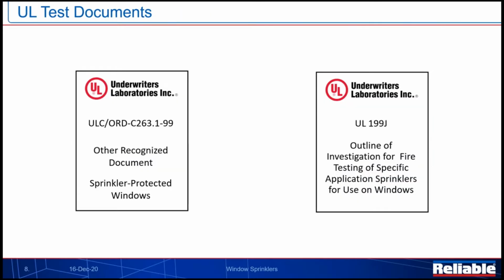In order to create one of these products, we would visit UL Laboratories and we would test against 2 different documents that they have available for this type of product. Number 1 being the ULC ORD C263.1-99 or the UL 199J.